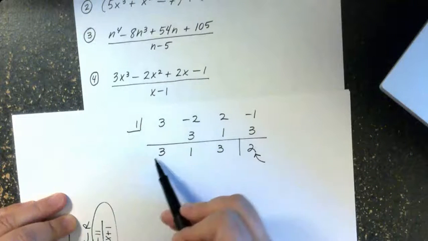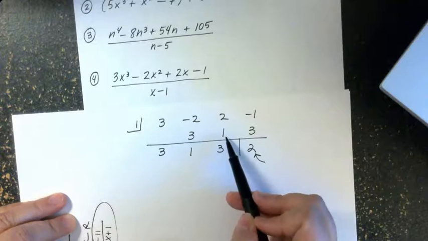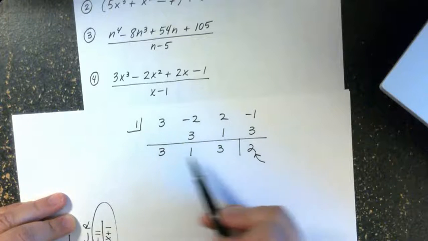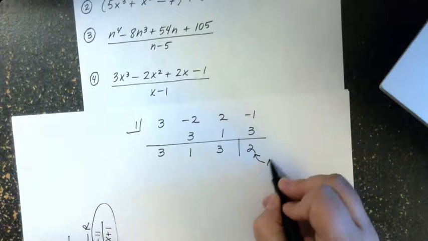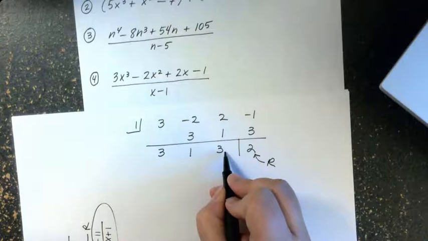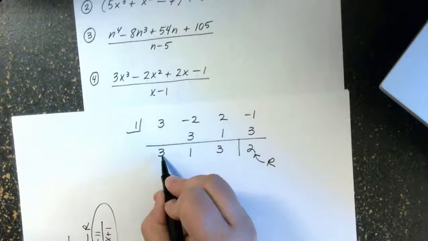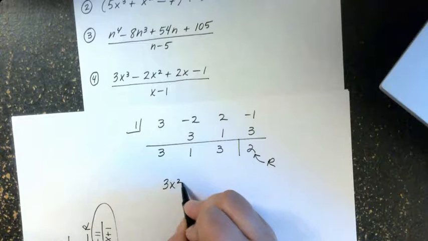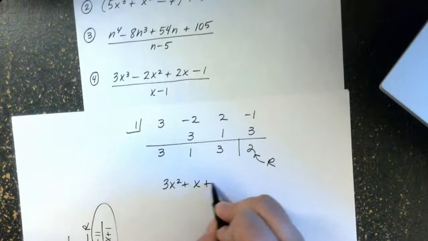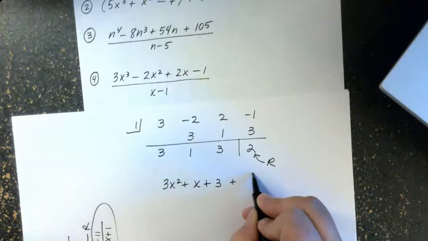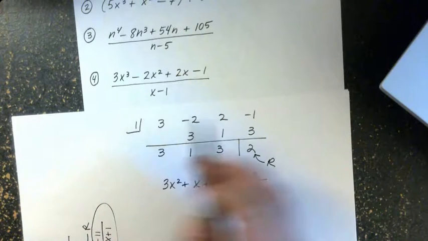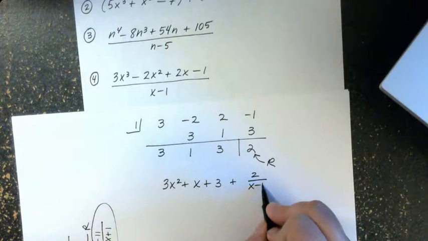Did I do that right? I feel like I was not thinking clearly, but I guess I was. Okay, that's my remainder. This is the constant term, x to the first, x to the second. So 3x squared plus x plus 3 plus a remainder of 2 over x minus 1.